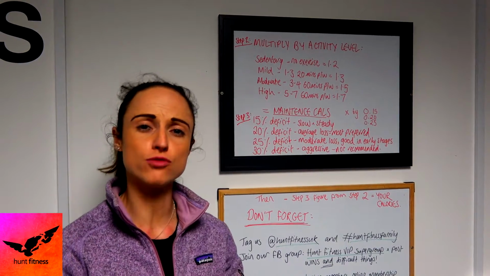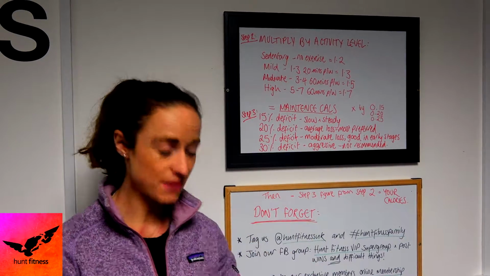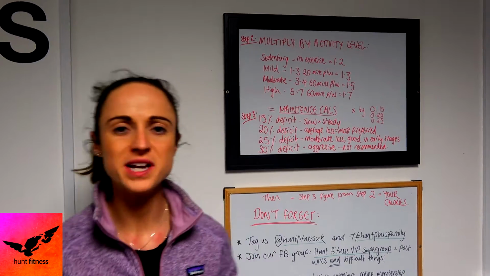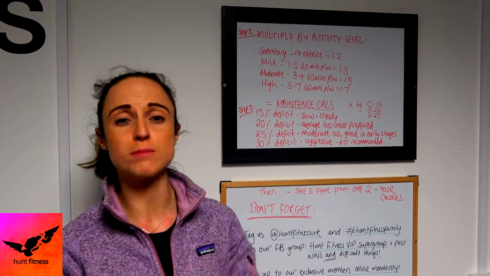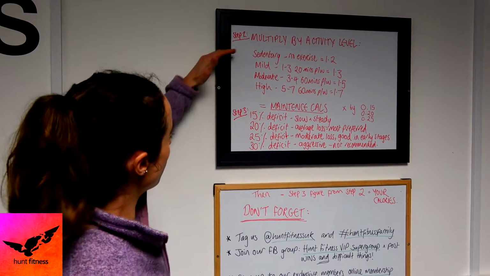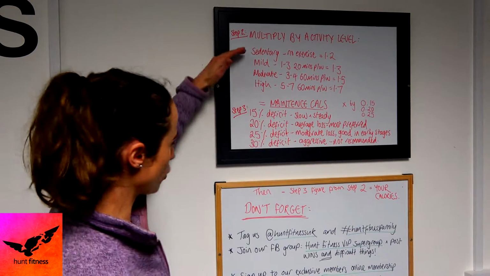So hopefully you guys have got your maintenance calories. You've created the specific amount of calories from the previous equation. Now what we need to do is multiply that amount of calories by the amount of activity that you are doing. So when you're multiplying it by the activity level, which is step number 2, you've got a variety of different options.